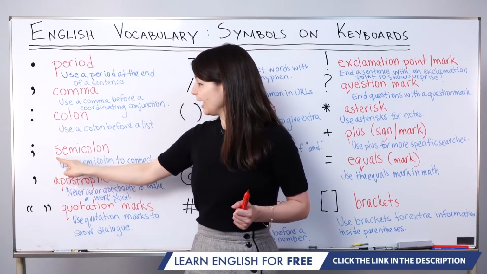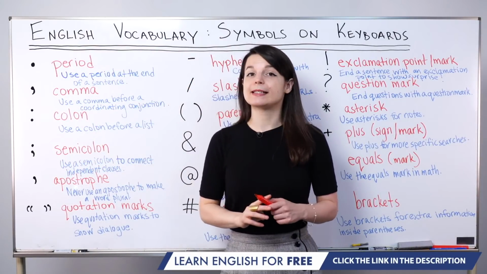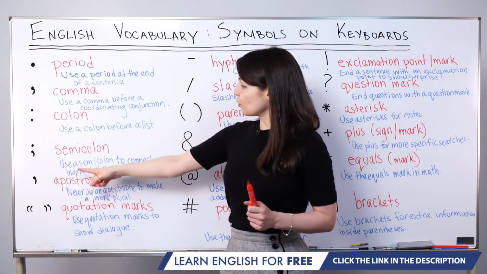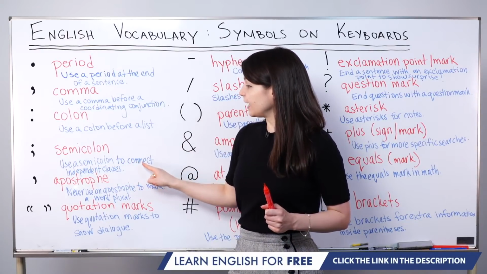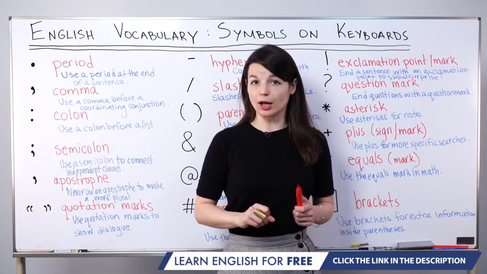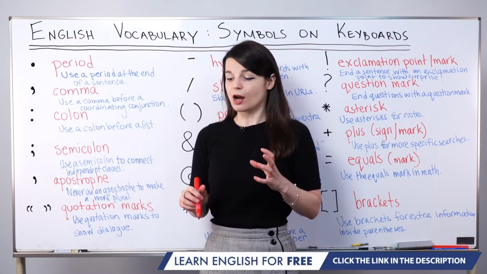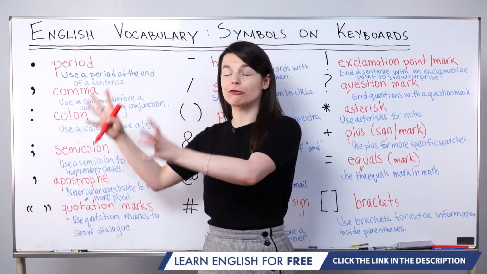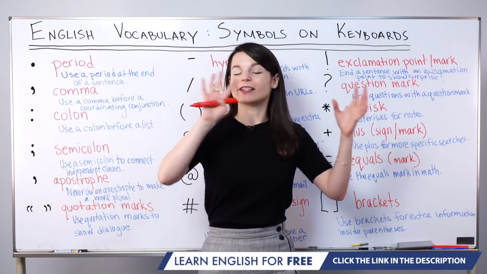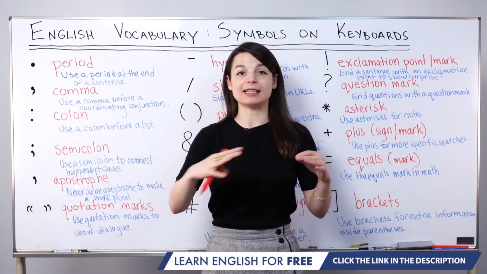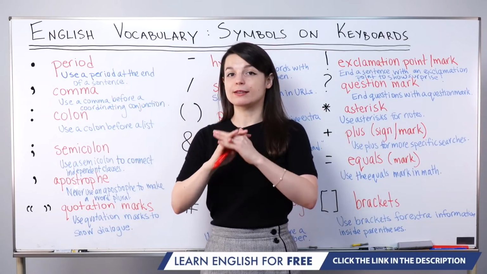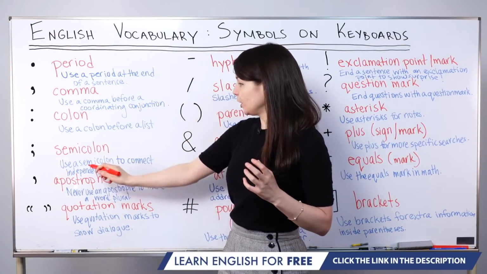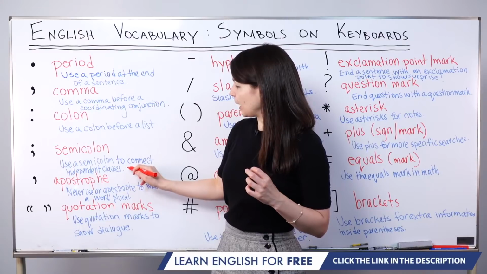This is called a semicolon. We use a semicolon to connect independent clauses. Independent clauses are two individual ideas. So this is a full sentence, a full idea, and another full sentence, a complete idea. We can connect those with semicolons. For example, use a semicolon to connect independent clauses.